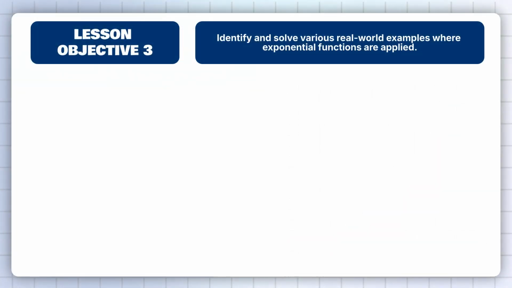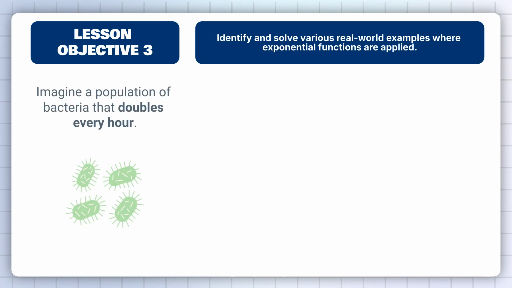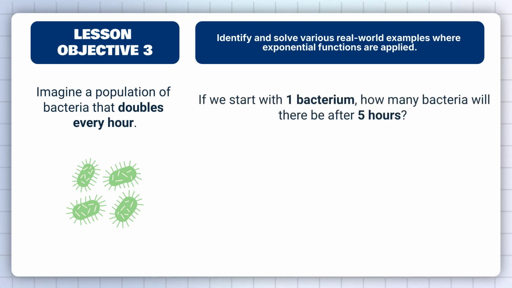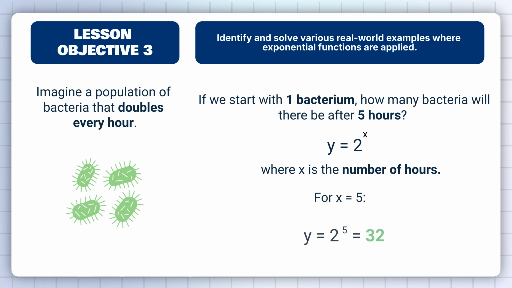For our second example, let's look at exponential growth in a real-world context. Imagine a population of bacteria that doubles every hour. If we start with one bacterium, how many bacteria will there be after 5 hours? We can use the exponential function to model this situation. Here, y is equal to 2 to the power of x, where x is the number of hours. For x equals 5, y is equal to 2 to the power of 5, which equals 32. So, after 5 hours, there will be 32 bacteria.